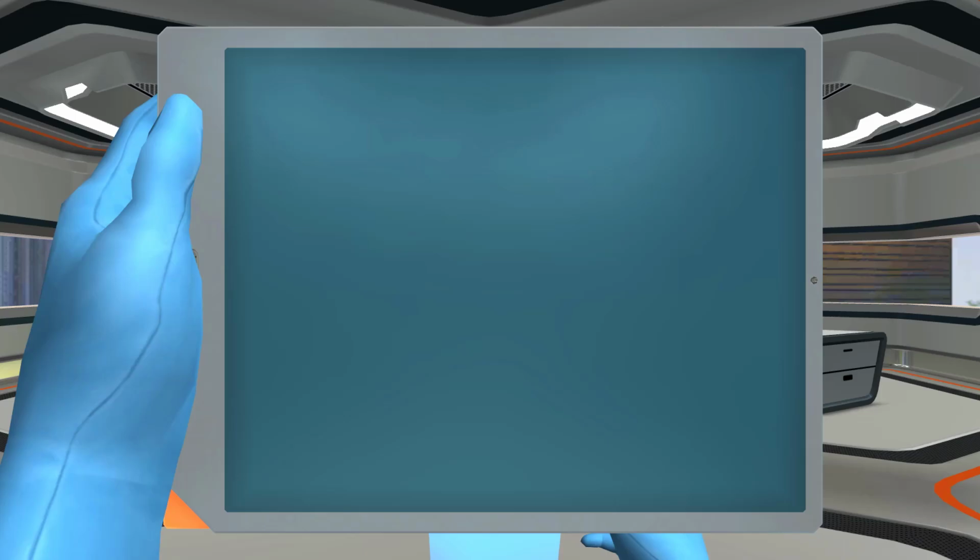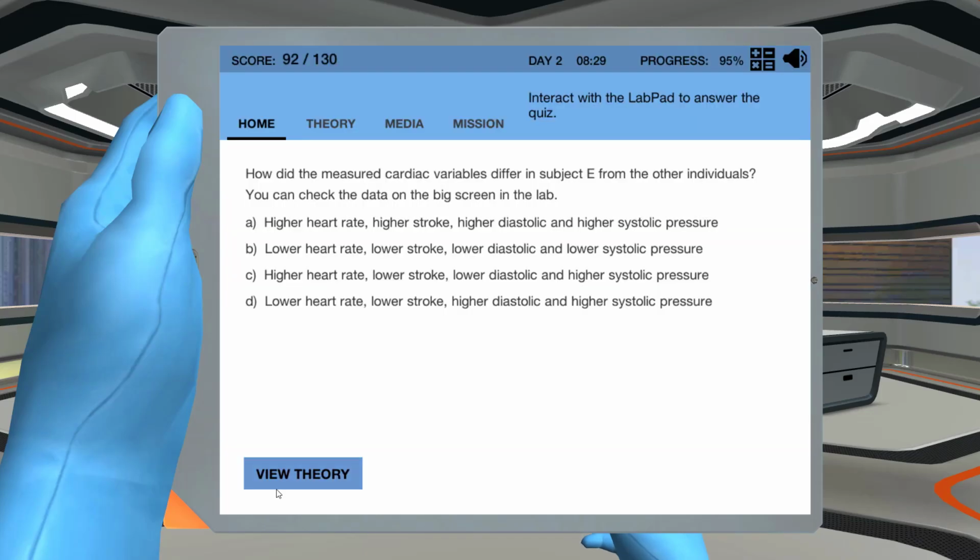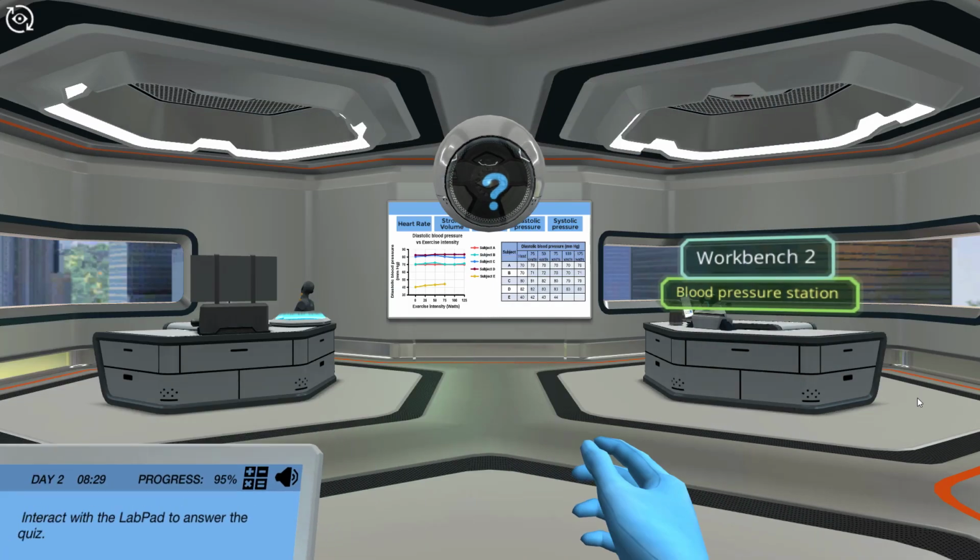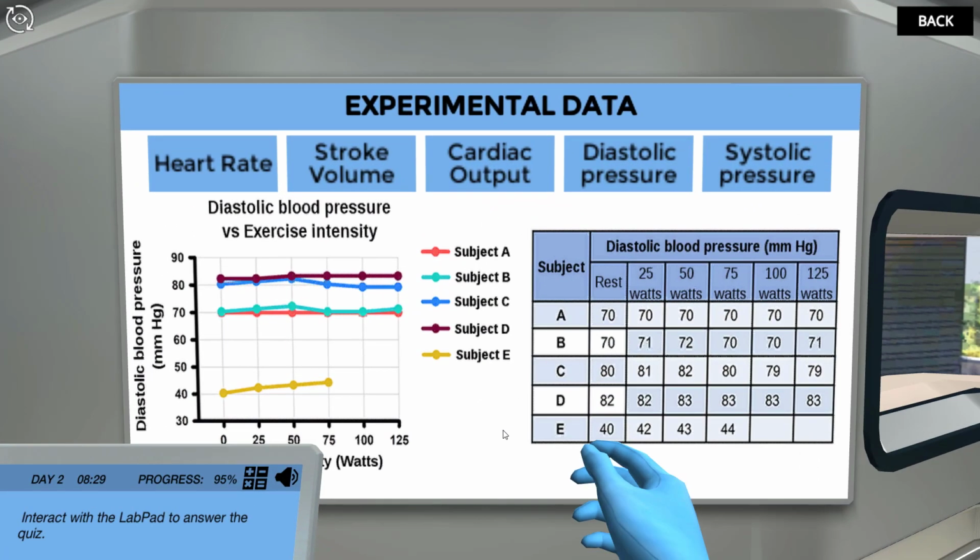Now that we know how the valves work, let's see if you can point out what was different with the data from the last subject. Let's head back to the lab. How did the measured cardiac variables differ in subject D from the other individuals? You can check the data on the big screen in the lab.